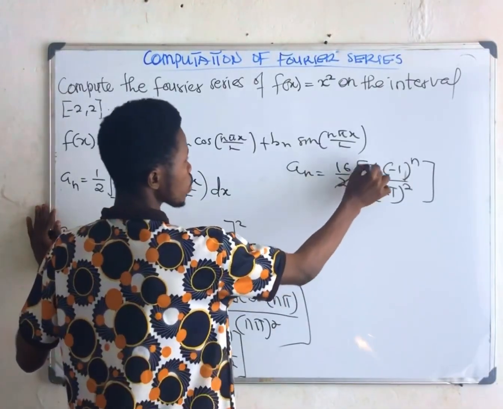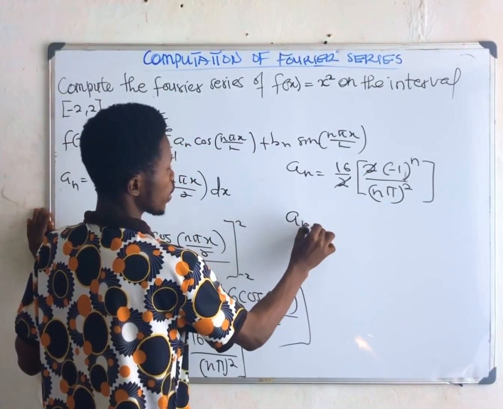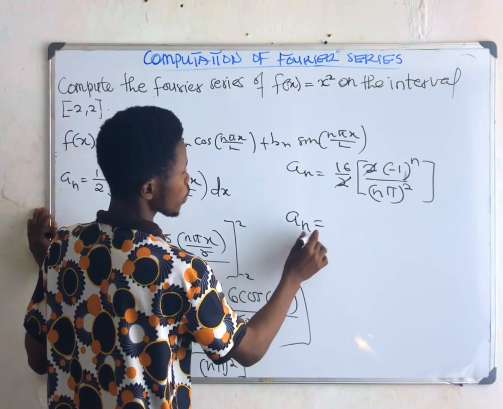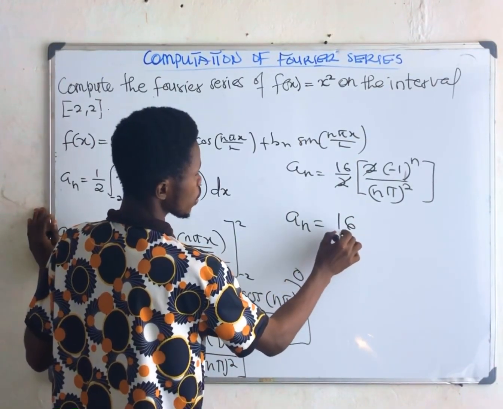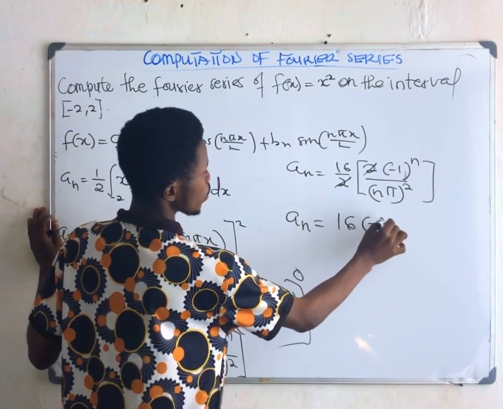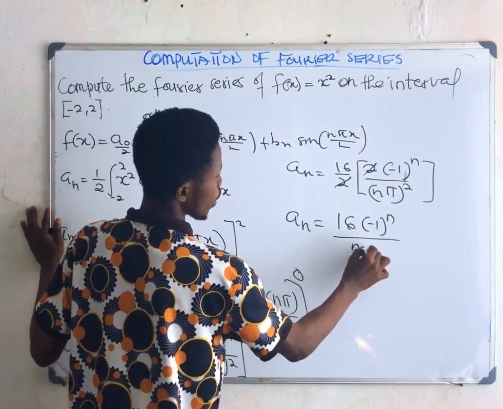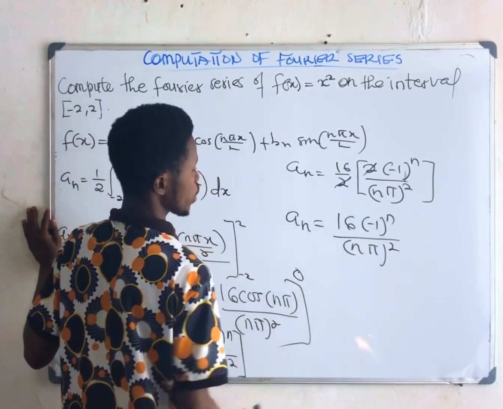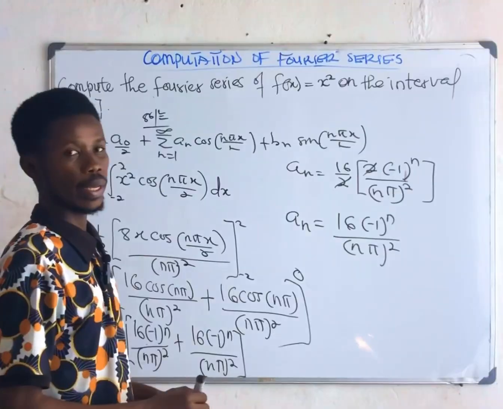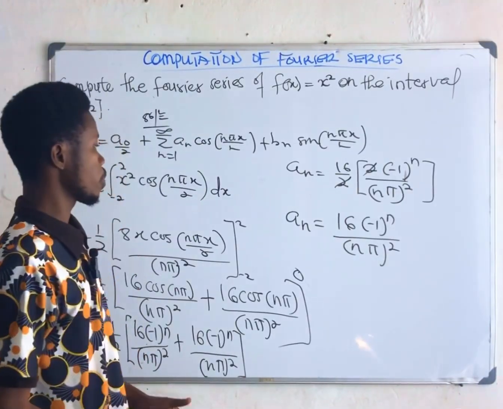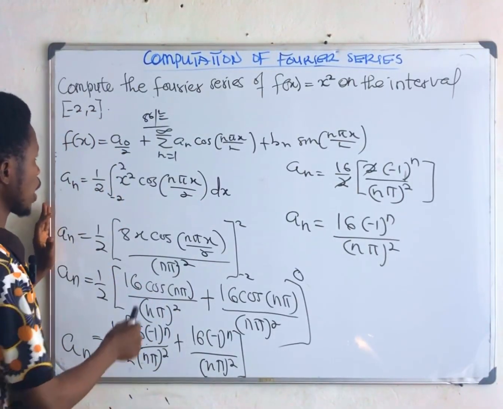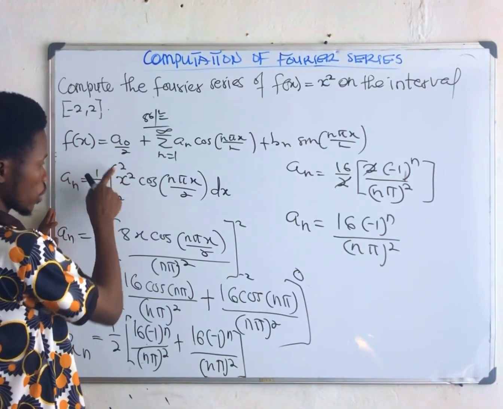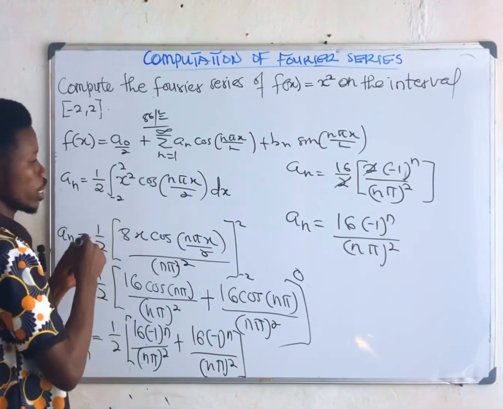So these two will cancel this one, leaving an equals 16 negative 1 to the power n over n pi squared. So this is for our an. Is that okay? Now, when I finish with that, in fact, I was supposed to do the a naught first, but I forgot and I started with the an. So let's do the a naught.